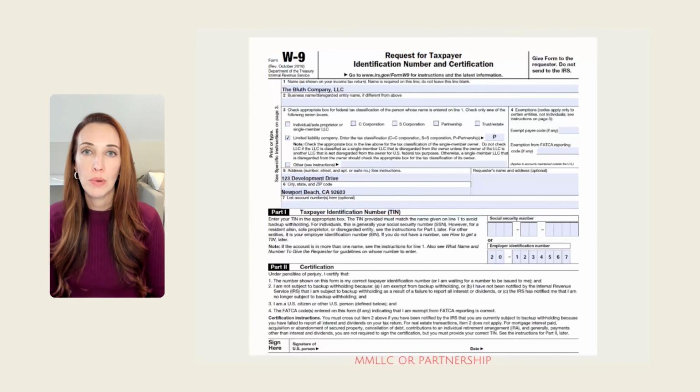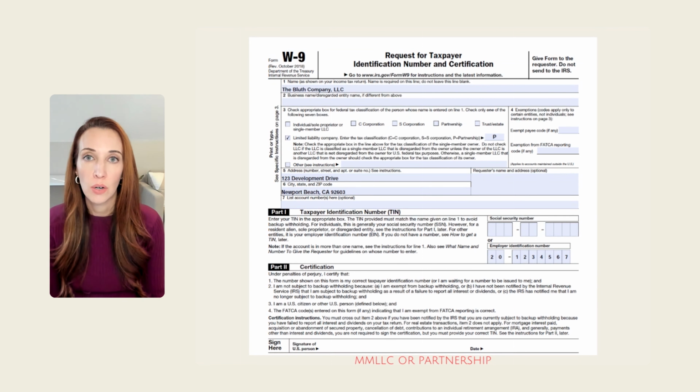Now we're going to talk about multiple member LLCs. With a multiple member LLC, they're automatically taxed as a partnership at the federal level. So what that means is that a Form 1065 is the tax return that is created rather than it going on an individual's 1040 tax return.